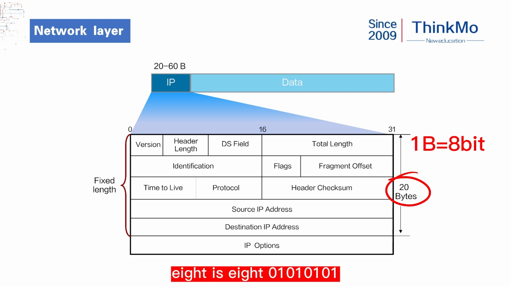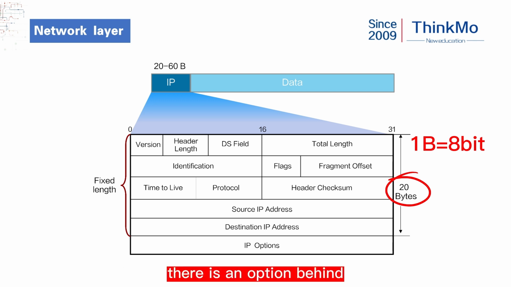8 is 8 binary digits, like 10100101. Our 8 binary bits are called a byte. So the length of our IP overall header has a fixed length of 20 bytes.